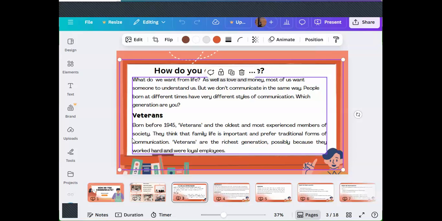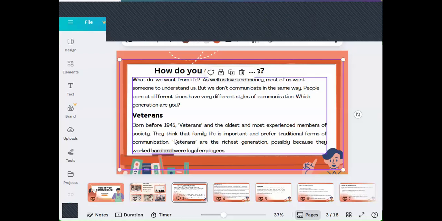So this is according to society: they are the most experienced members. Maybe there were a lot of situations that happened in the last century, the 90s. So there were a lot of situations they faced in that generation. That's why we call them the most experienced members of society. They are veterans. They think that family life is important and they prefer traditional forms of communication. In this sentence, they think that family is important and prefer traditional forms of communication. This is how veterans prefer it. So in their generation, most of them are like this.